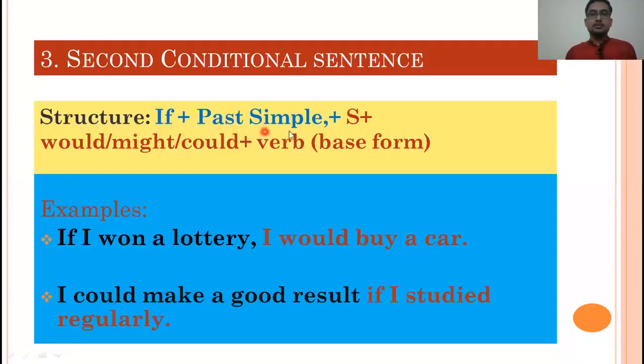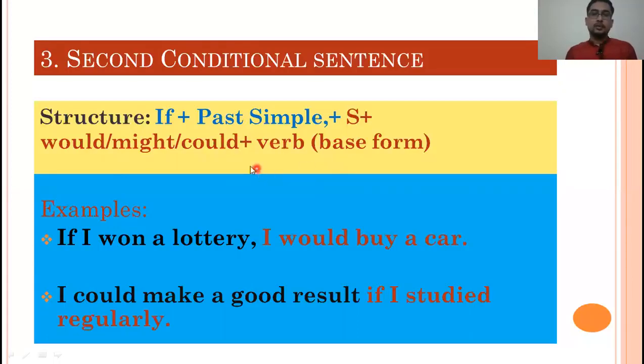If plus past simple, plus subject plus would, might, could plus verb base form. So in this structure, we see in the first part, I mean in the condition part, the tense is past simple. And in the second part, you see subject, would, might, could, modal plus verb base form or bare form. Subject এর পরে এখানে would, might, could, any of the three you can choose as the sentence demands plus verb base form. Active voice এর verb base form হবে, passive voice এর passive structure হবে.